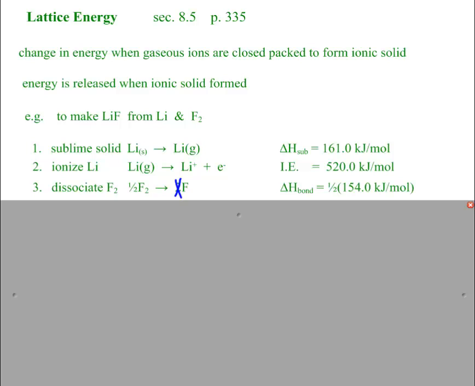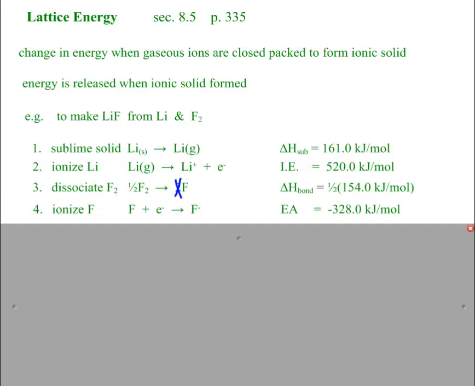Now I have fluorine atoms, they're gaseous atoms. Now I need to make them ions. To ionize the fluorine atoms, I have to add electrons. So this is an electron affinity. Again, it gives off energy. Fluorine atoms are less stable than fluorine ions. So it's an endothermic process when I'm ripping things apart. It's an exothermic process when I'm ionizing the fluorine. Negative 328 kilojoules for 1 mole of atoms.